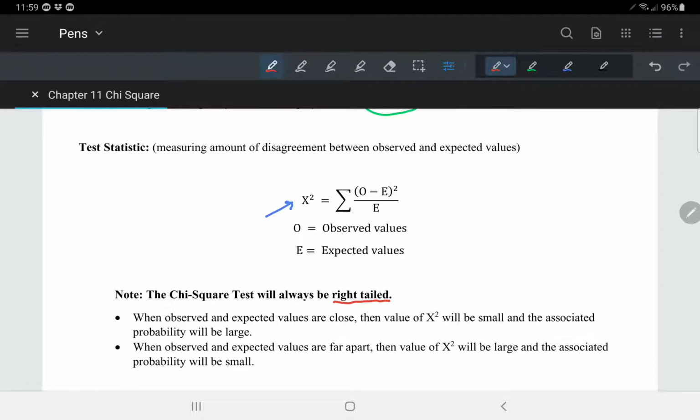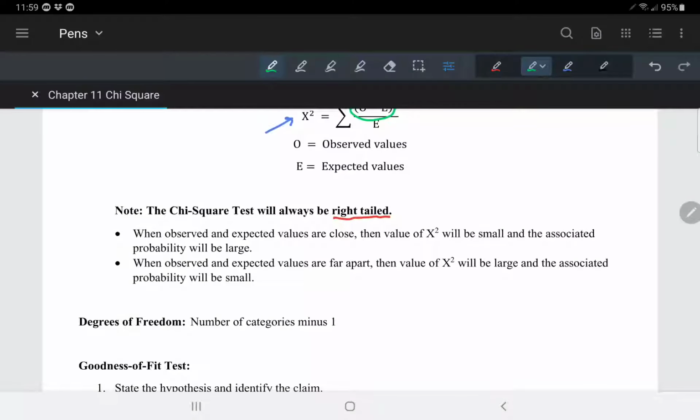And basically what we're looking for, the important part here, comes down to this observed minus the expected. So if the observed values and expected values are close together, then the value of chi-squared will be small, because if they're very close, we'll be getting closer to 0. And that will mean, since it's a right-tailed test, that the probability will be large. Alternatively, if the observed values and the expected values are far apart, then chi-squared will be large, and this will lead to a probability that will be small.